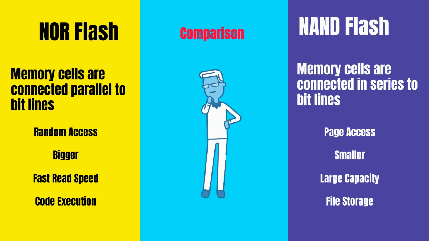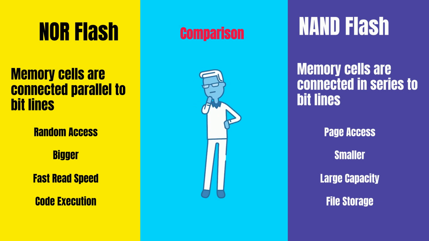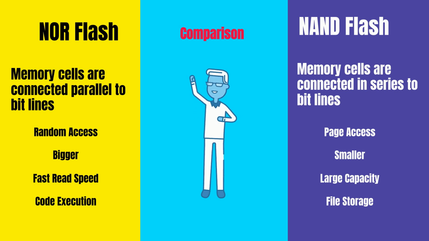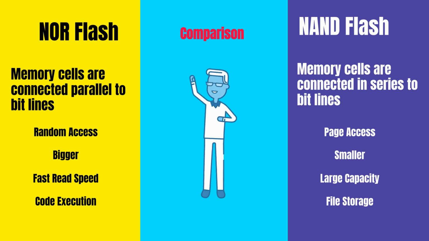When it comes to flash memory, there are two types, the NOR flash and the NAND flash. Their main differences are that on the NOR flash, the memory cells are connected in parallel to the bit lines, whereas on the NAND flash, the cells are connected in series with the bit lines. This difference in architecture brings about their distinct properties.